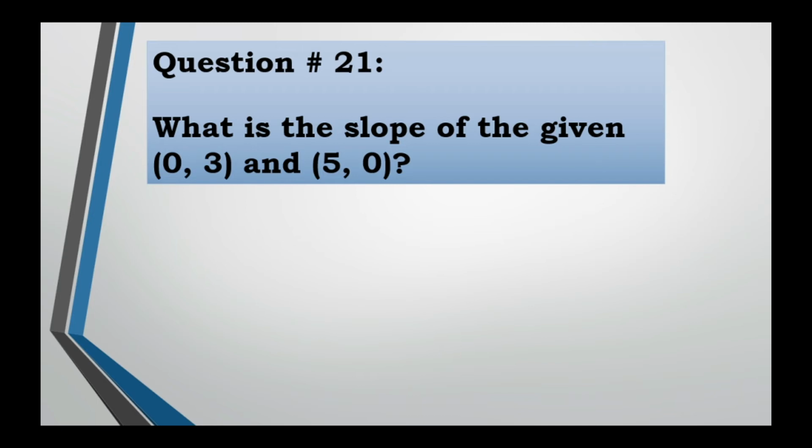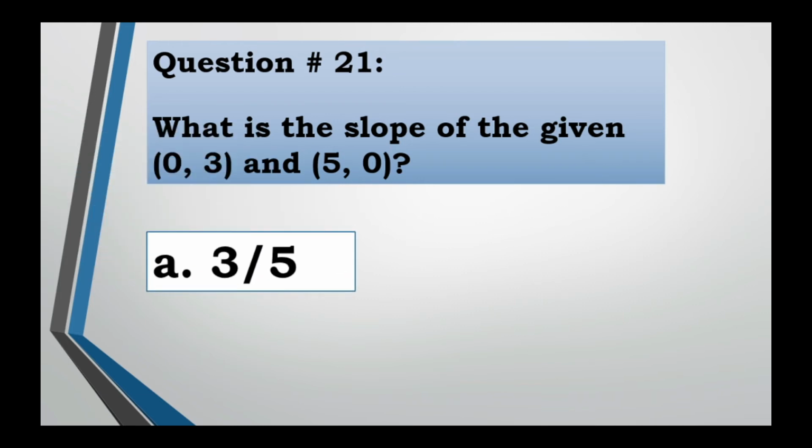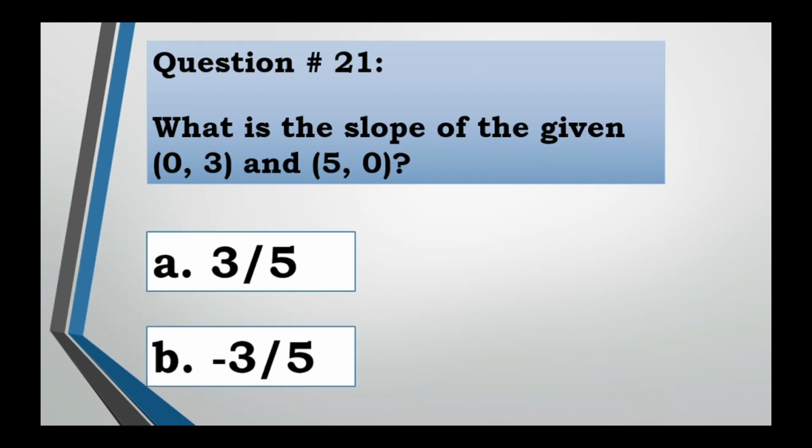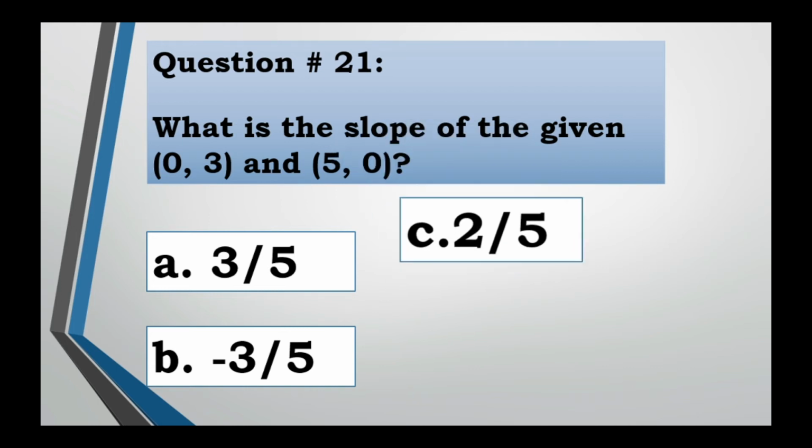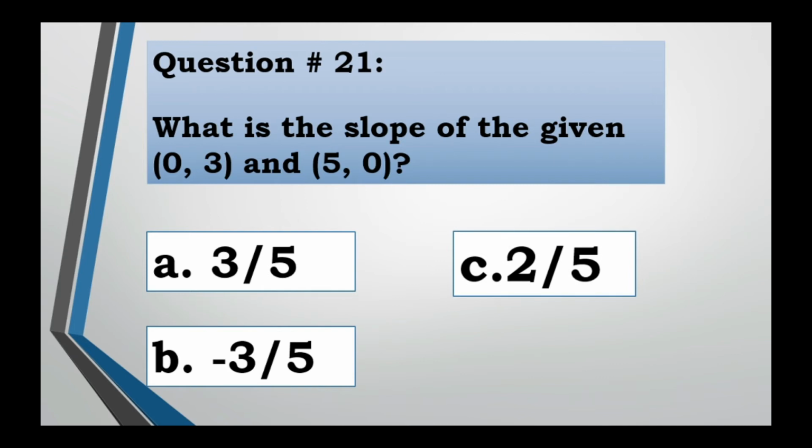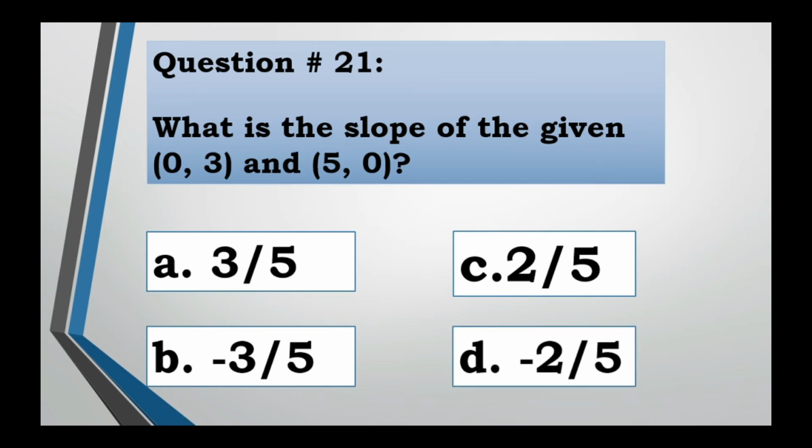Question number 21. What is the slope of the line through the points (0, 3) and (5, 0)? Letter A, 3 over 5. Letter B, negative 3 over 5. Letter C, 2 over 5. Letter D, negative 2 over 5.